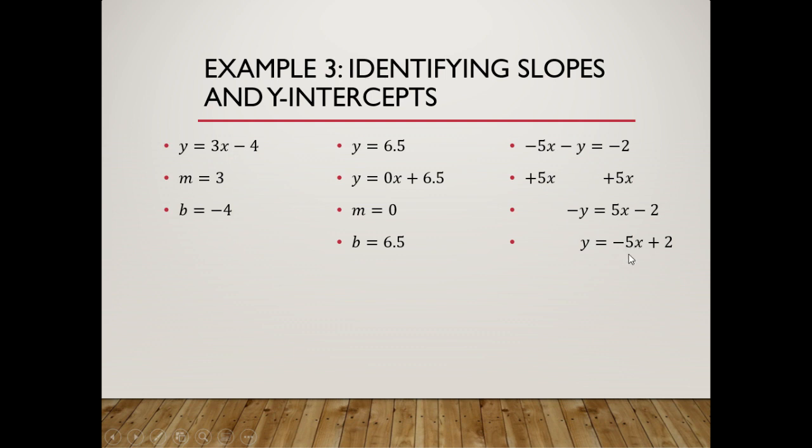So now it's clear for us to see where the slope m is. So slope is negative 5 and the y-intercept is 2.